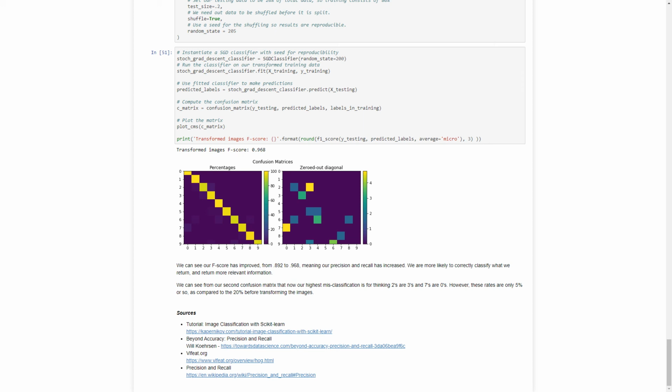And then in our zeroed out diagonal confusion matrix, we can see that we still have two main points of error, confusing twos as threes and sevens as zeros. However, these are only about 5% error, as opposed to the original 20. So overall, I just wanted to show that image classification doesn't have to be this terribly difficult thing, and you can get something up and running in maybe just a couple hours work. Thank you.